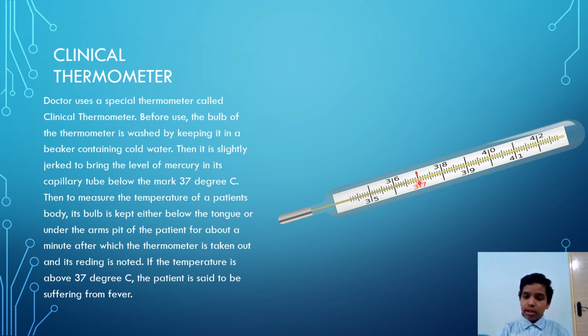And here, as you can see, if it is above 37 degrees Celsius, then the patient is said to be suffering from fever. If it is below 37 degrees Celsius, then the patient is not suffering from fever. So here I have more than 37 degrees Celsius, as you can see. Because I have kept it in the hot water, it has risen up, and since it is more than 37 degrees Celsius, it says that the patient is suffering from fever, which means that the water is hot.